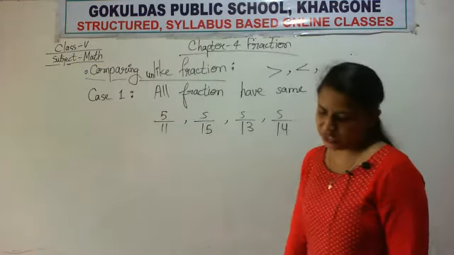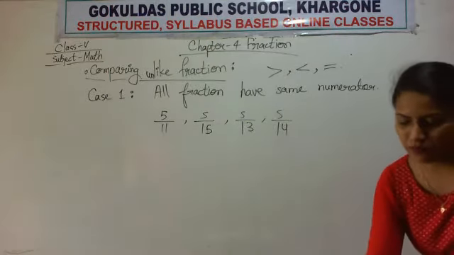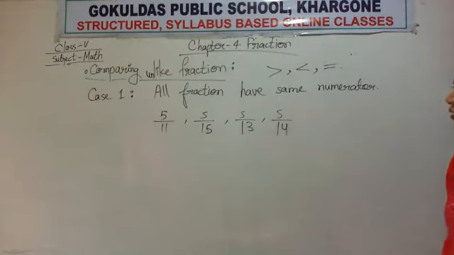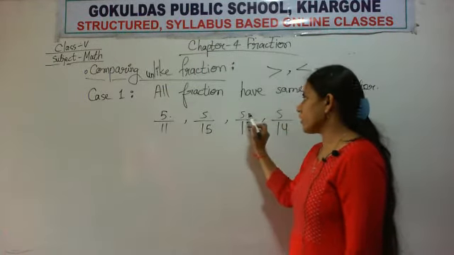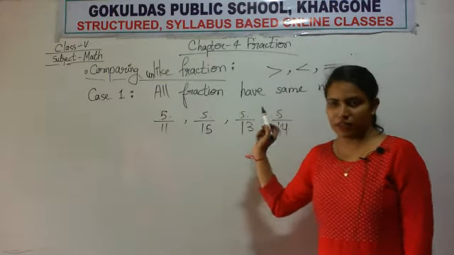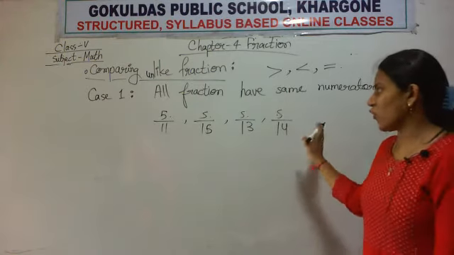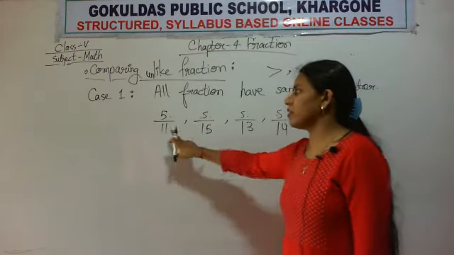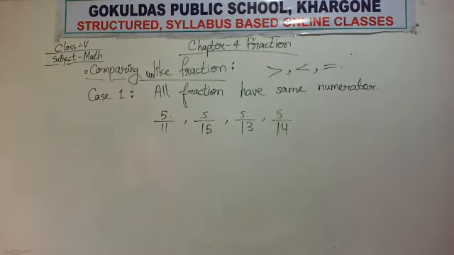So in this case, what do we do? We check the denominator, right? Why do we check the denominator? Because all the numerators are the same. All the fractions have 5 in their numerator. So what we will do? We will check the denominators.